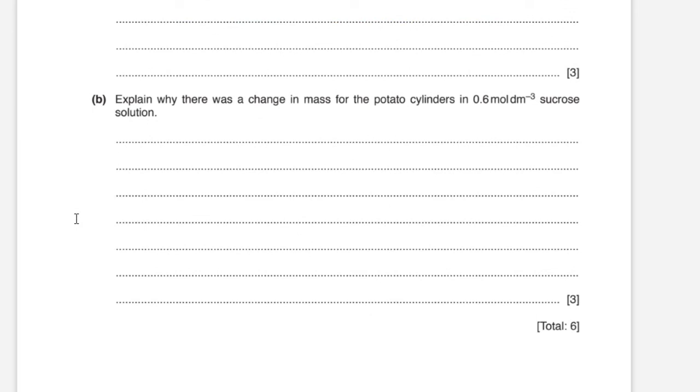B. Explain why there was a change in mass of potato cylinders in 0.6 mole per dm cube sucrose solutions. They're asking for the reason as to why the mass of the potato cylinder changes, and at 0.6 mole per dm cube sucrose solution, the sucrose solution has a greater concentration or a lower water potential than the water potential of the potato cylinders, which would mean water moves out of the potato into the sucrose solution down the water potential gradient by osmosis, and therefore its mass decreases.